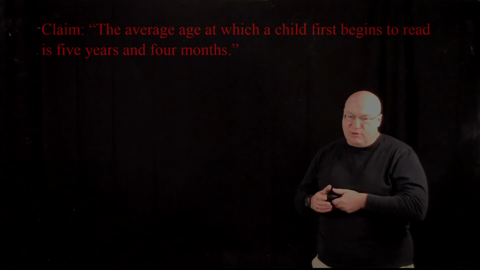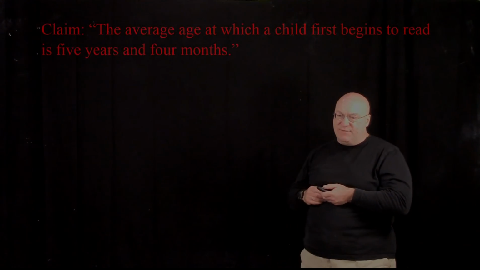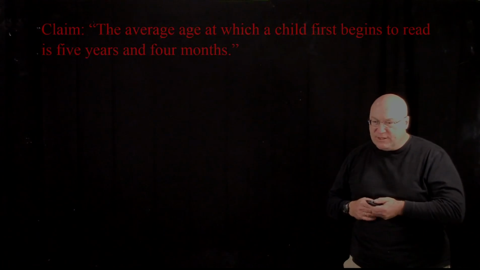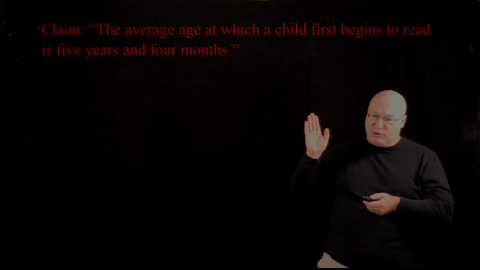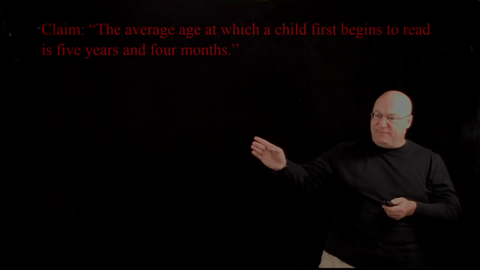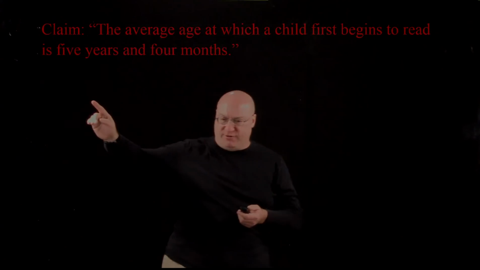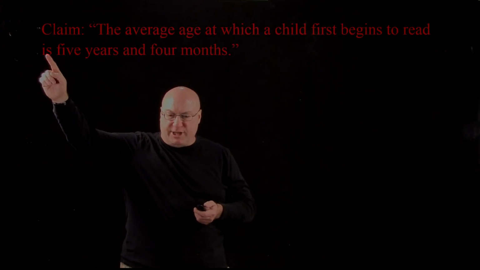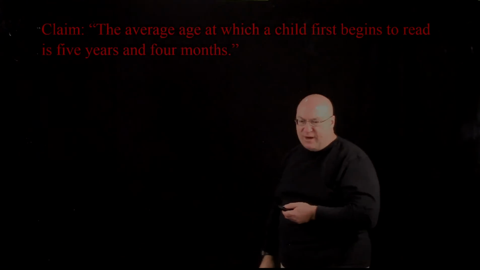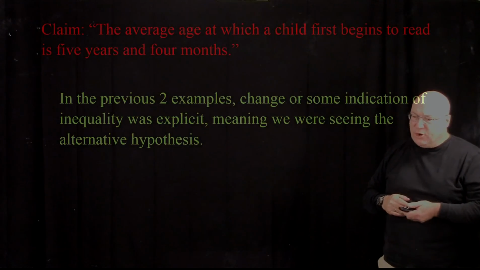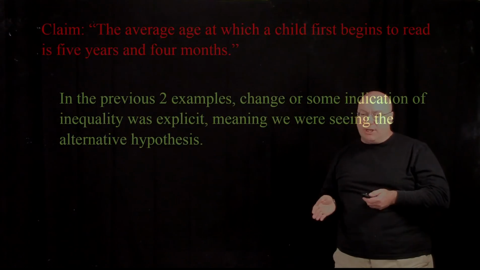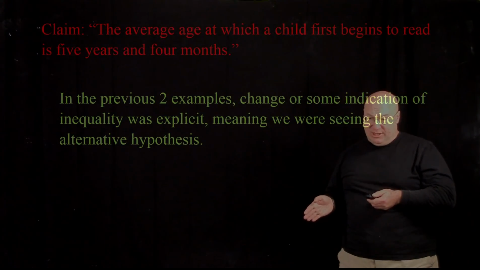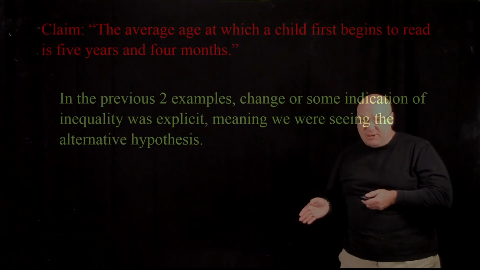The average age at which a child first begins to read is 5 years and 4 months. Notice this really is just a statement of equality, isn't it? The average age at which a child first begins to read, and you may remember from algebra class, you see the word is, that often means equals. 5 years and 4 months. So in the previous 2 examples, change or some indication of inequality was explicit, meaning we were actually seeing the alternative hypothesis.